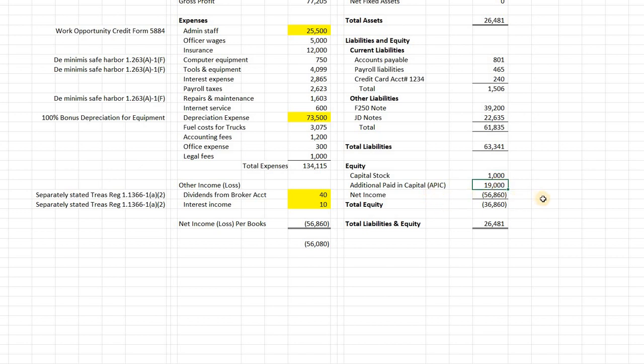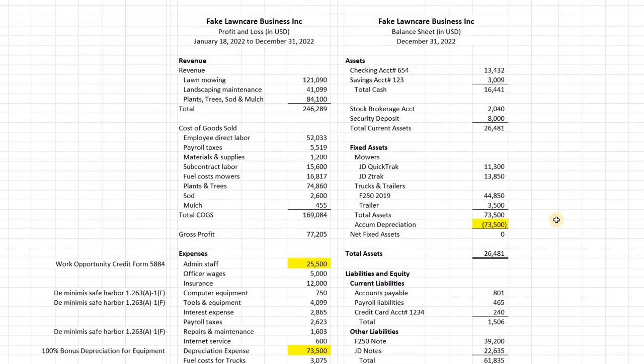APIC, or additional paid-in capital, is the amount of cash or property that the shareholder contributes in exchange for the stock in excess of par. So remember, this total is 20,000, and that's because John and Jane each put in 10,000 apiece. But because the par value is only 1,000, the excess, the 19K, is all the APIC. So that's the additional paid-in capital amounts.